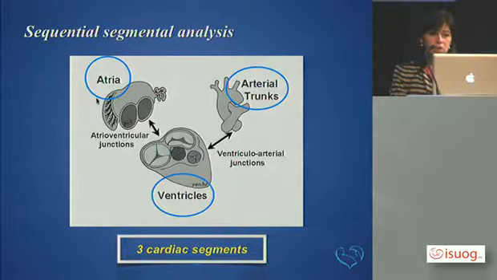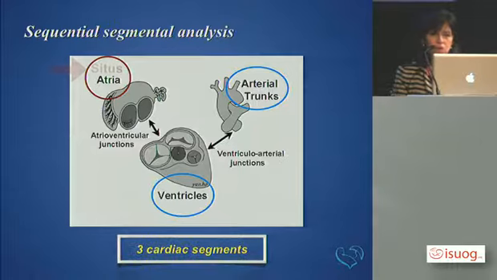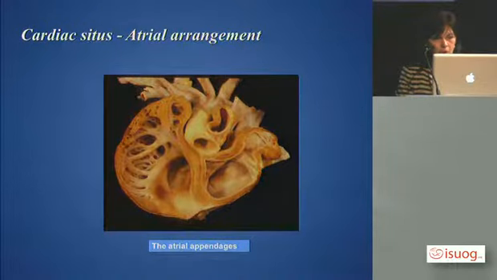So the sequential analysis will look at three cardiac segments, the atria, the ventricles, and the arterial trunks. And we'll look at two connections between the atria and the ventricles and between the ventricle and the arteries. You can see as well the connections with the veins with the atrial chambers. And as far as this talk is concerned, we are interested in the atrial chambers related to isomerism because that relates to the situs. And the situs basically means position. So the cardiac situs is to do with the atrial arrangement.